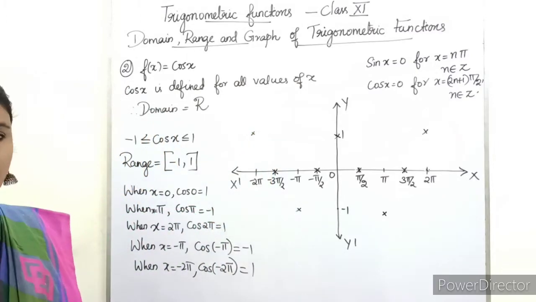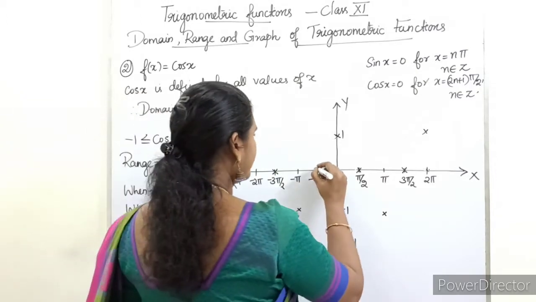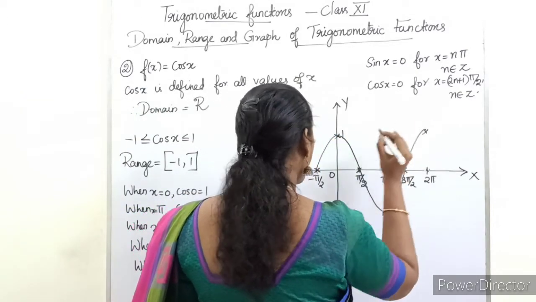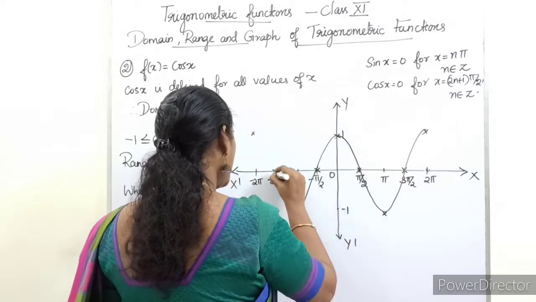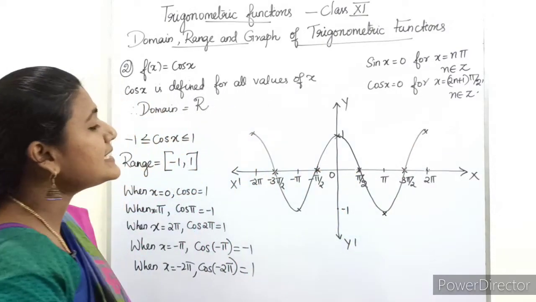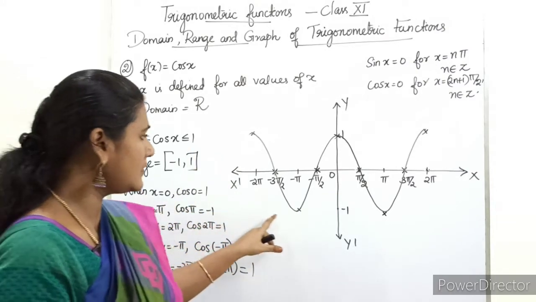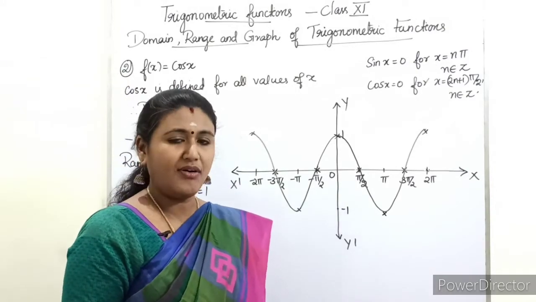So now we will join all these points, and this is the graph of cos x. Okay, so this is how you have to draw the graph of cos x.